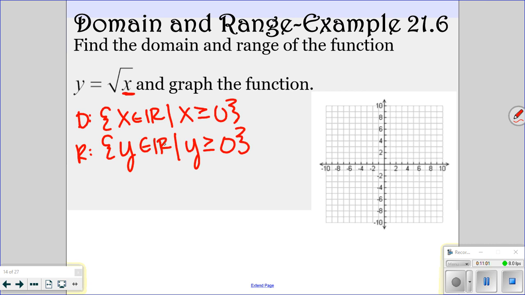So 0 or bigger. Because the square root of 0 is 0, the square root of 1 is 1, the square root of 4 is 2. They're always going to be positive numbers. Okay, so that would be your domain and range.